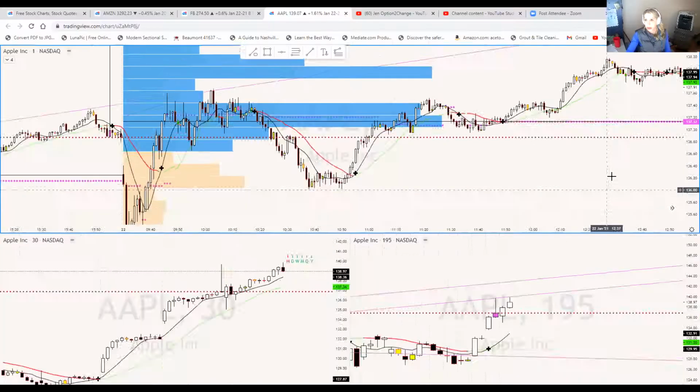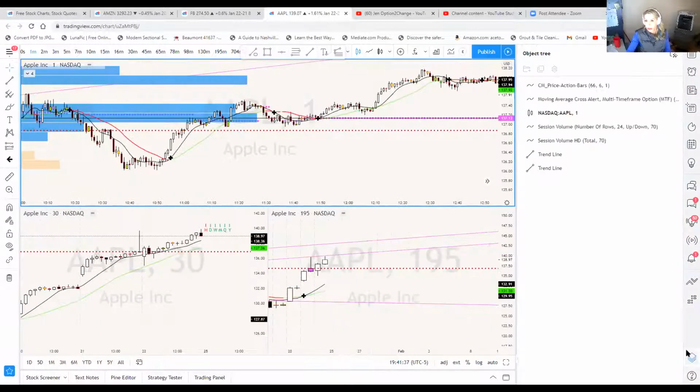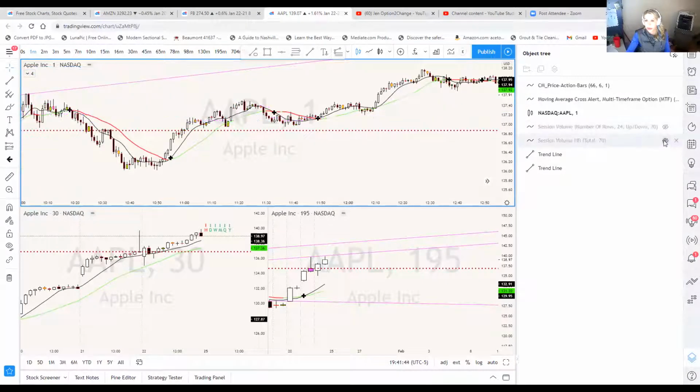Let me turn the volume profile off. I don't really need it right now, obviously.